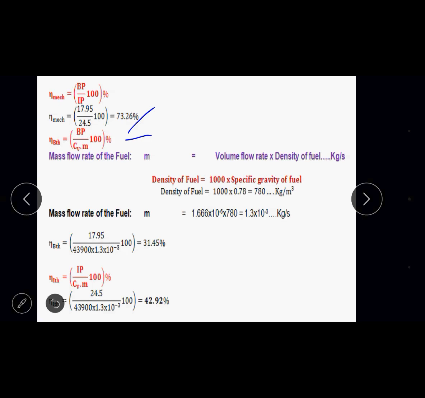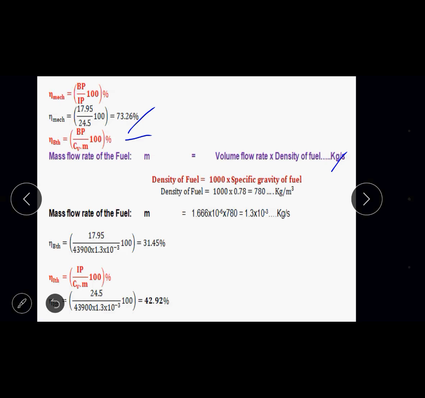m is called the mass flow rate of the fuel. What is the unit of m? The unit of m is kg per second. It should be in kg per second. So how to get this m? It's the volume flow rate into the density of fuel.